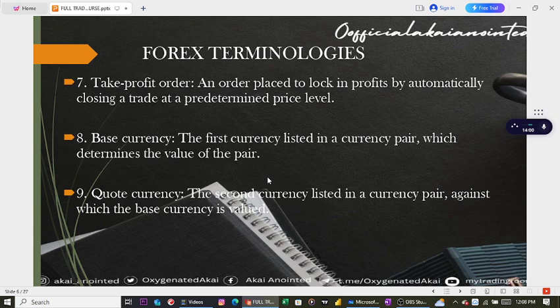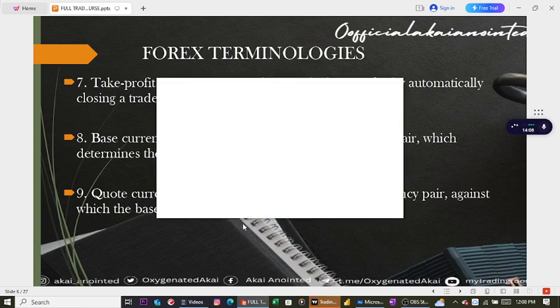Then we have the base currency, the first currency in a pair. We have the quote currency, the last currency in a pair. So that's just it. So first, let me show you the stop loss and the take profit order on TradingView, what it looks like, and I'll explain it more from here.